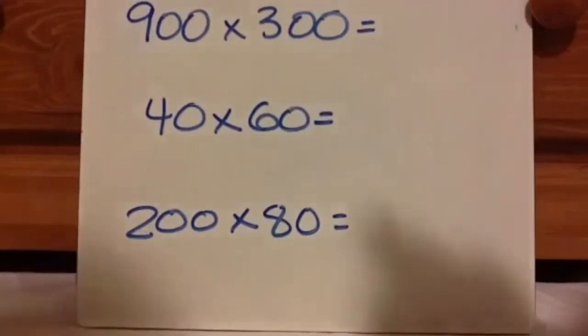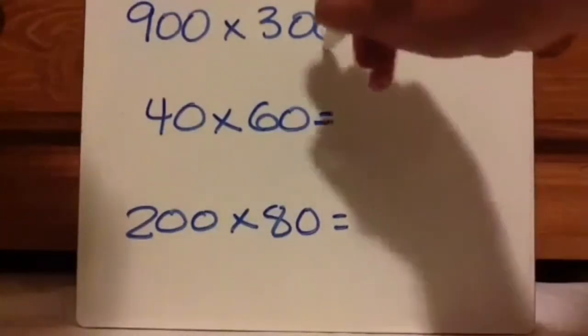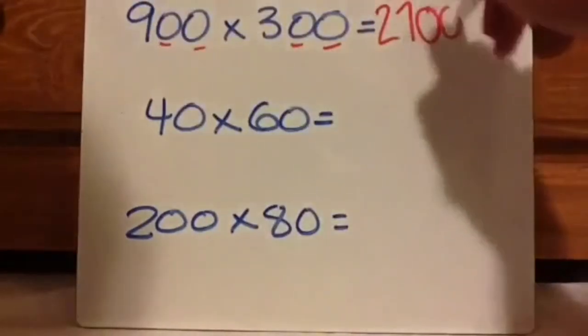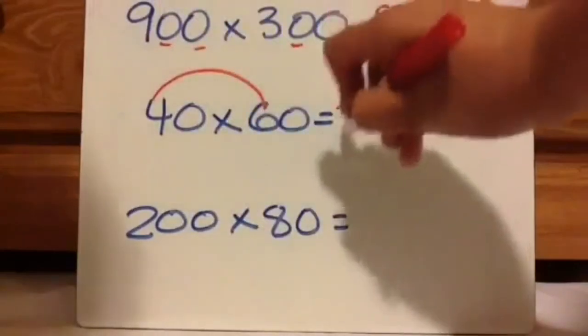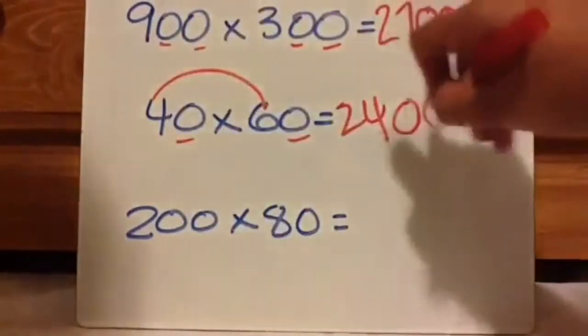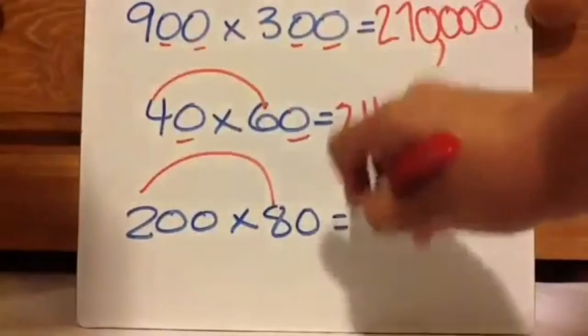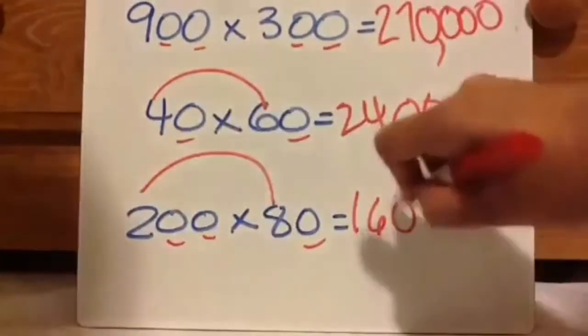Alright, 900 times 300. 9 times 3 is 27. 4 zeros. 4 times 6 is 24. 2 zeros. 2 times 8 is 16. 3 zeros.